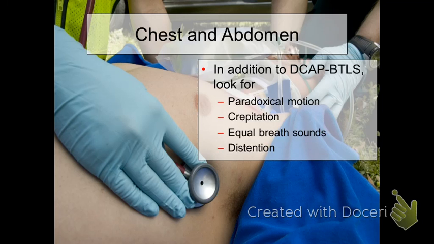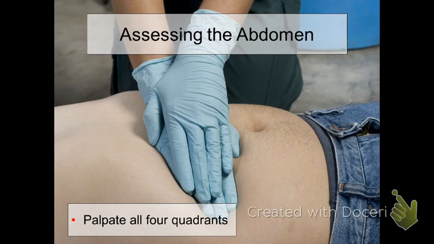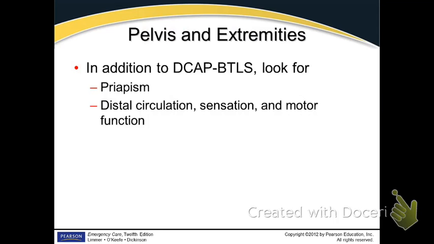I think we watched that video last year on the flail segment. If not, we'll watch it this year. It's pretty cool. Assess the chest. Look at the chest. Inspect it. Palpate the abdomen, all four quadrants. Pelvis, extremities. Look for the DCAP-BTLS. Get good sensation.